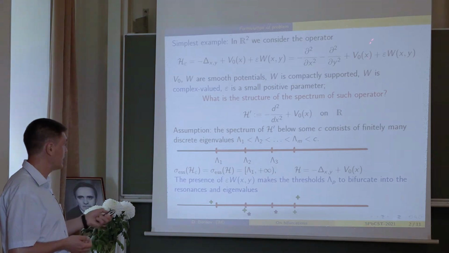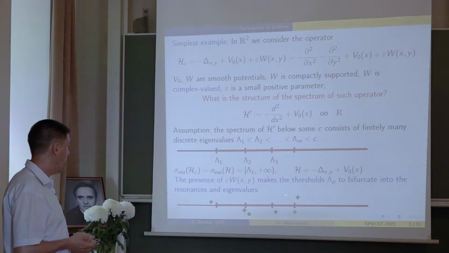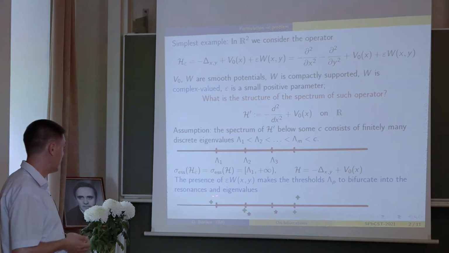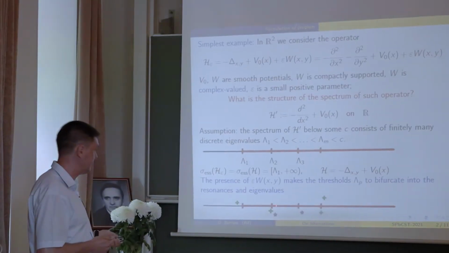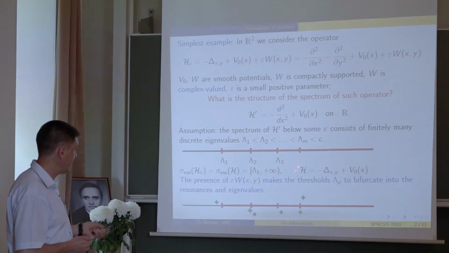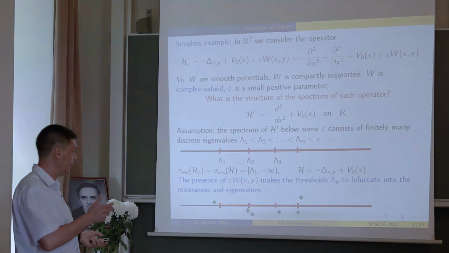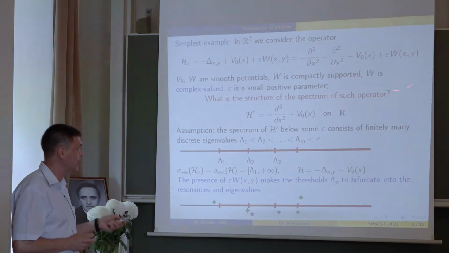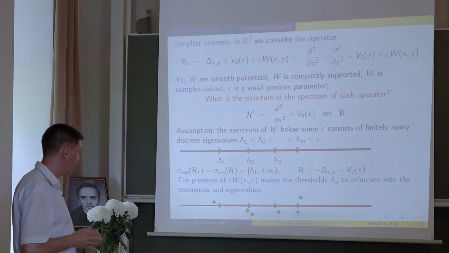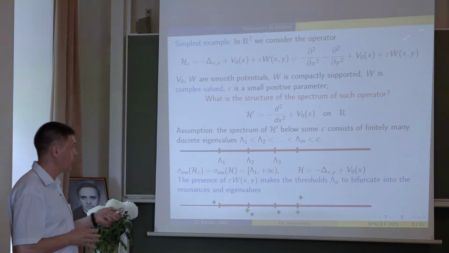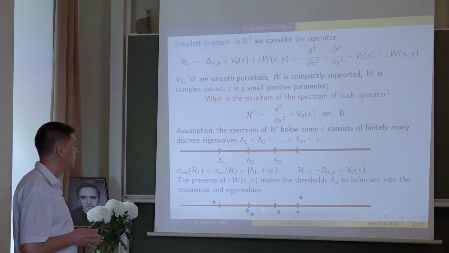And the main effect is that once I add this perturbation, I see that certain eigenvalues and resonances can come from the edges, from the bottom of the essential spectrum, and also from these points lambda 2, lambda 3, etc. So these special thresholds in the essential spectrum bifurcate into eigenvalues and resonances once I add some small localized perturbation. Without epsilon, I have just the essential spectrum, which is this red line. Once I turn on this perturbation, I have eigenvalues or resonances.